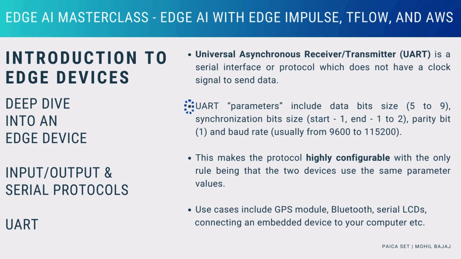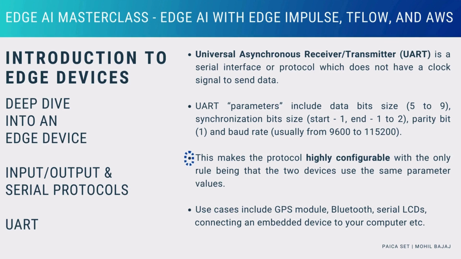Another term to understand is the baud rate. This is the rate at which information is transmitted, and it is usually measured in bits per second, or BPS. The baud rate values usually range from anywhere between 9,600 to 115,200. The flexibility in the values of these parameters, whether it be the data bit size or the baud rate, makes this protocol highly flexible and configurable, with the only caveat being that the two devices should agree upon and use the same parameter values.